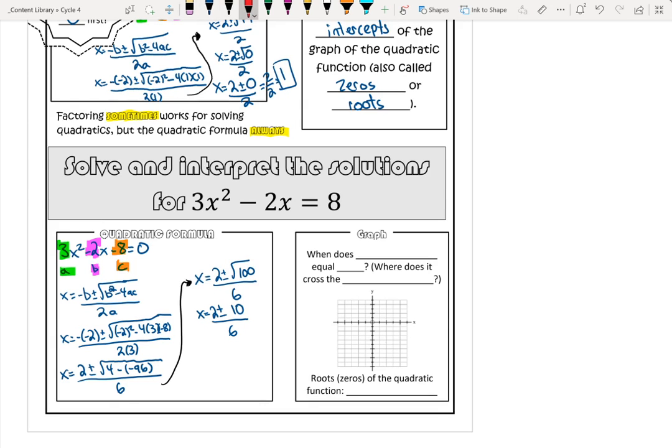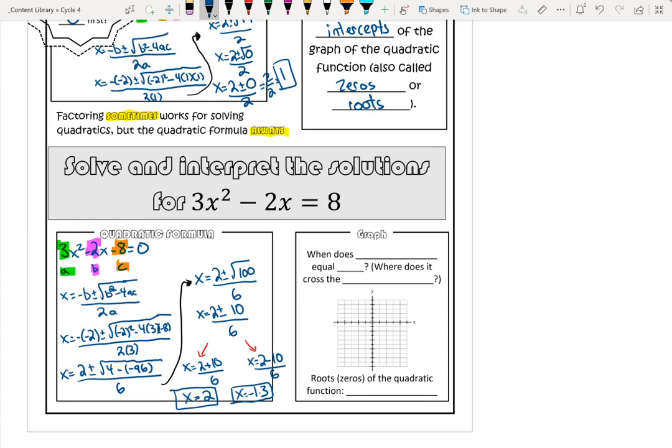Now that I'm at this stage, there's only one thing left to do, which is to break it apart and then do my final solving. So I have x equals 2 plus 10 divided by 6, and x equals 2 minus 10 divided by 6. One side I get x is equal to 2, because 12 divided by 6 is 2, and I get x is equal to negative 1.3, because negative 8 divided by 6 is negative 1.3. So these are my two answers.